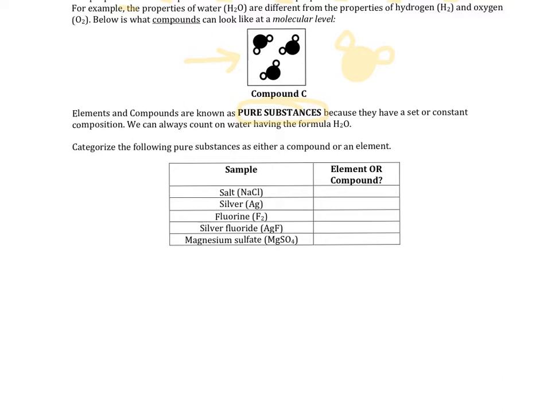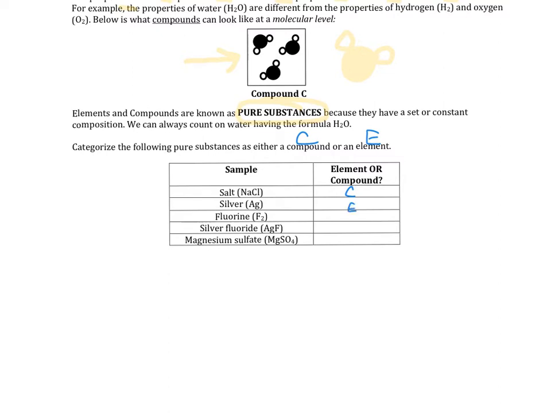I'm going to abbreviate them: C for compound and E for element. Let's look. First, I've got salt, NaCl. I can see that I have 2 different things bonded together. I've got Na and Cl. So even if you didn't know what those were, I can see that I have 2 different things combined, so it's a compound. Silver, although, is just one thing. It's just Ag, so it's an element.